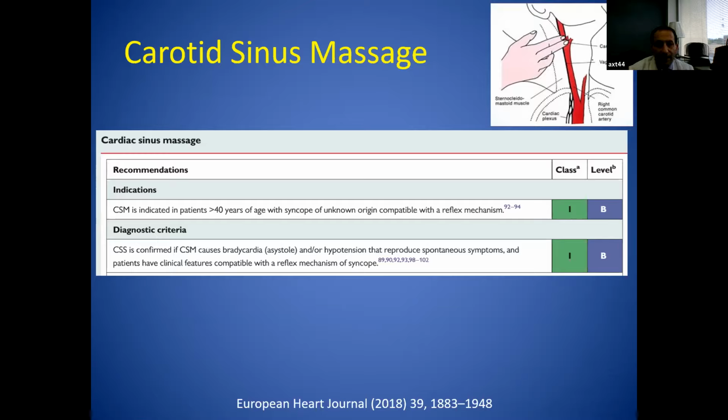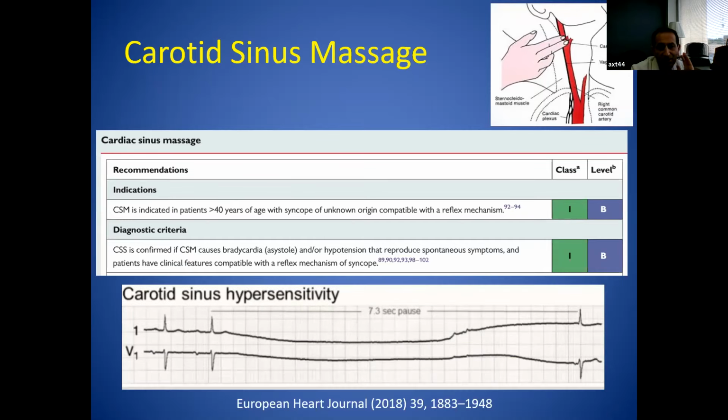But if the patient has some abrupt pause or profound bradycardia associated with that maneuver, and we've seen people even pass out with carotid sinus massage, then that's a prognosticator, and sometimes we recommend pacemakers if the symptoms are severe. This is what a positive response might look like for carotid sinus massage. You get this abrupt, in this case, 7.3 second pause.